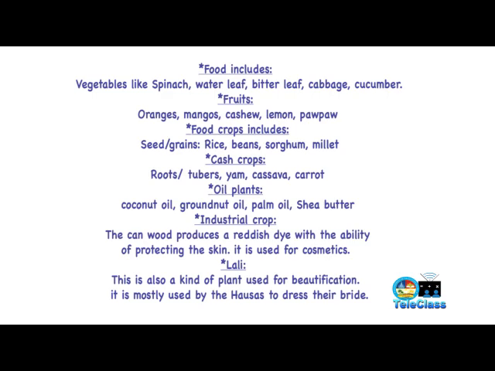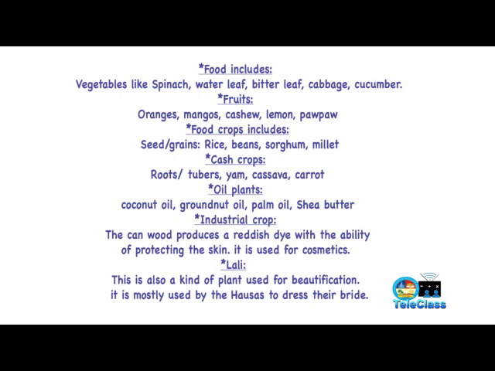We have seeds and grains like rice, beans, sorghum, millet, and the rest. We have roots and tubers, yams, cassava, carrot, and the rest. We have oil plants, coconut oil, groundnut oil, palm oil, shea butter. Then, industrial plants. We have some plants that are used for cosmetics.